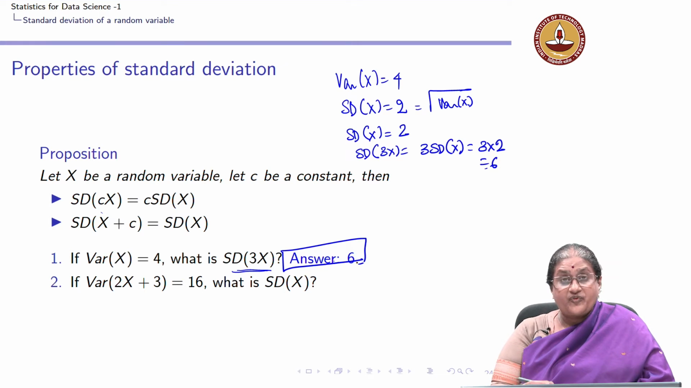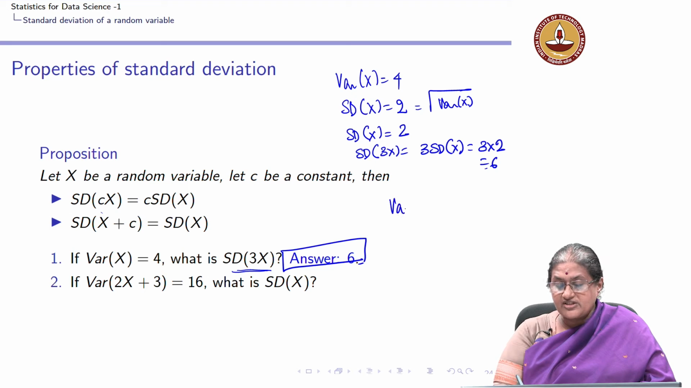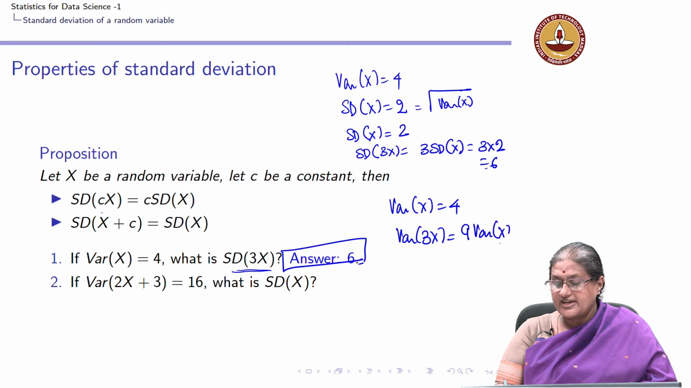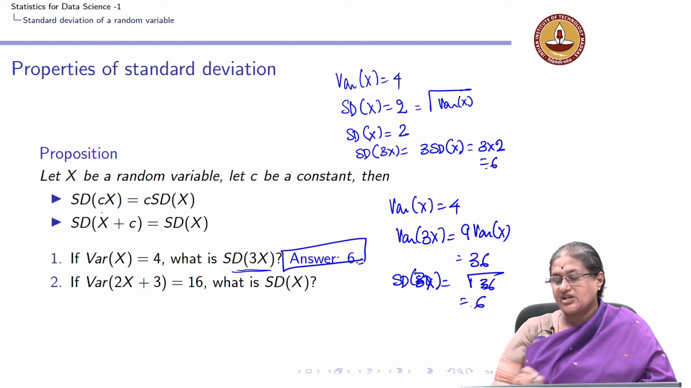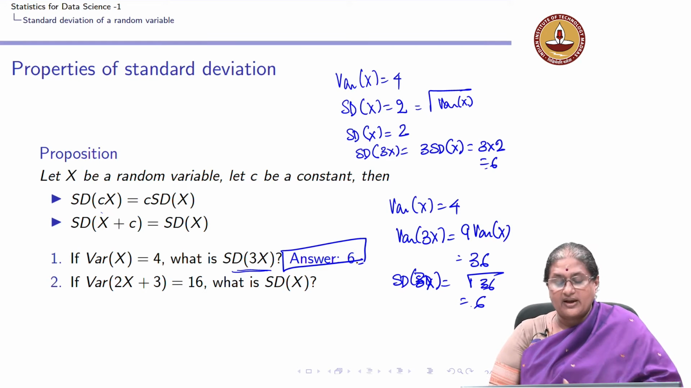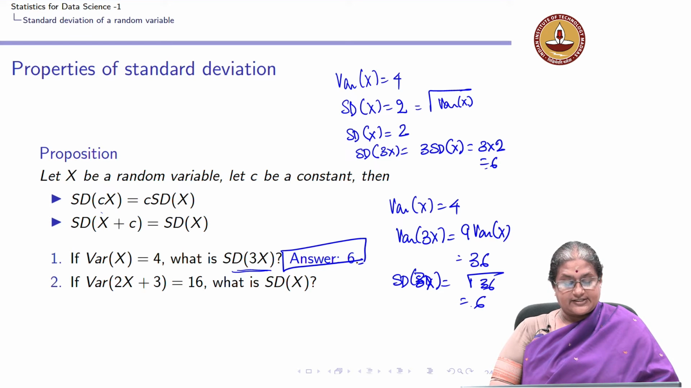Now, there is another way we can do it. If the variance of x is equal to 4, I know the variance of 3 times x is 9 into the variance of x, which is equal to 36. Hence, the standard deviation of 3 times x is going to be the square root of 36, which is equal to 6. Both of them give you the same answer.